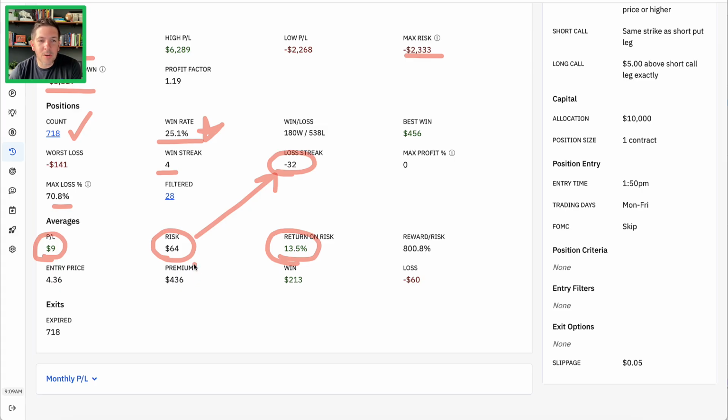So the premium that you're collecting, you're taking in a big fat premium. Again, you're hoping to capture some portion of that premium as you go for your strategy. So it's important to look at that as well. Profit factor 1.19, so almost 1.2, pretty decent. Definitely above 1, which is what we're going to want to look at.